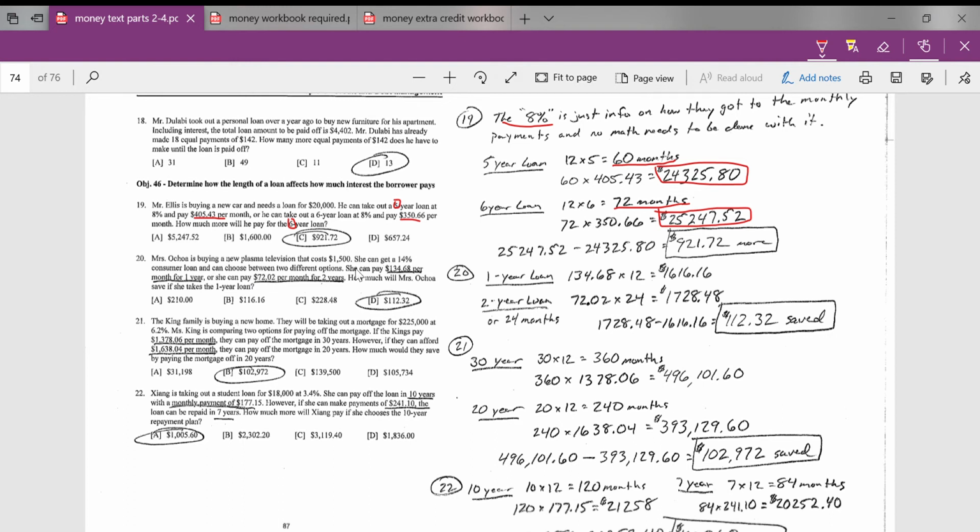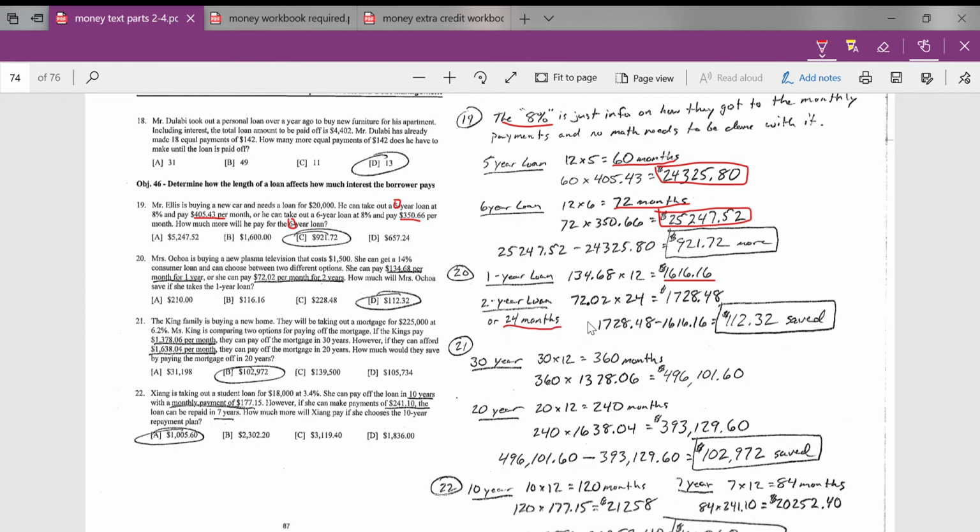So again, the 14% is just information on how they get these payment amounts, but they're telling you the payment amounts and telling you how long you have to pay it. Okay, and we'll figure out the total cost. So 1 year, that's 12 months, $134.68 per month. You get a total cost of $1,616.16. So paying a little over $100 in interest. The 2-year loan, and what's key here is 2 times 12 is 24 months.